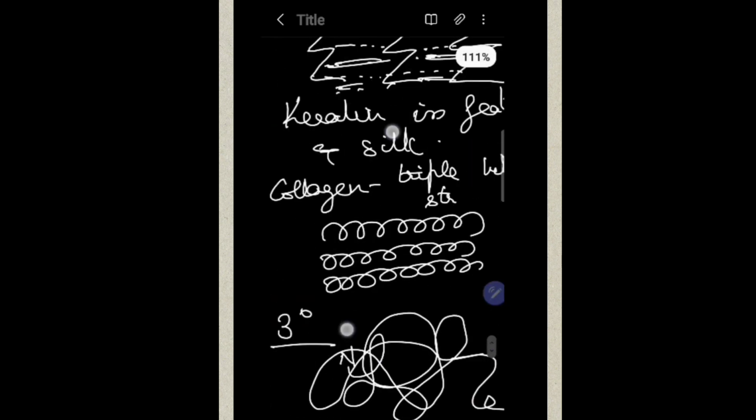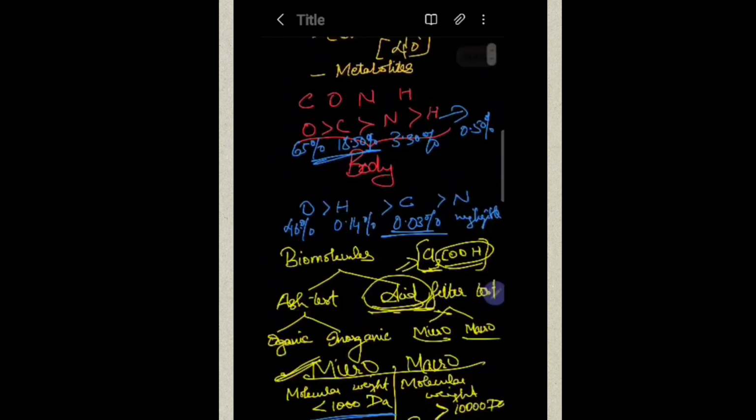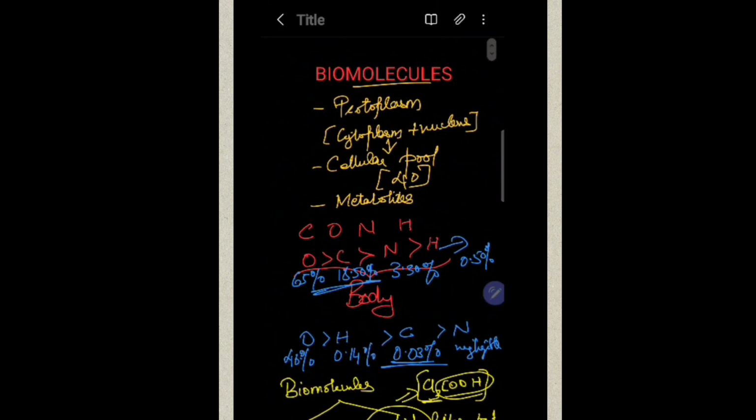So these are the things which we learned today. We learned about biomolecules, which are present in protoplasm, that is cytoplasm plus nucleus. Don't go anywhere, I will be discussing the questions. Cellular pool: biomolecules form a cellular pool in protoplasm. Almost 40 biomolecules are present. It is metabolite because it helps in metabolic activities.